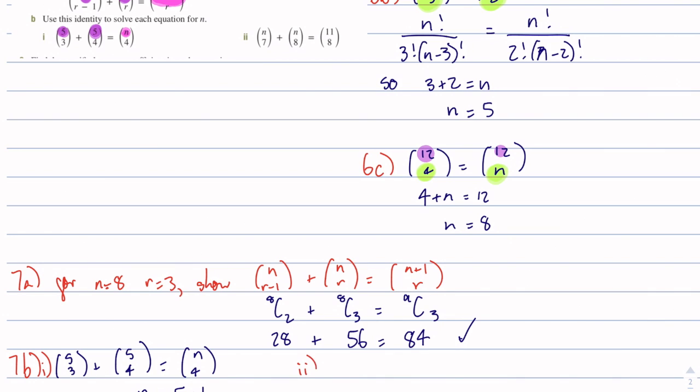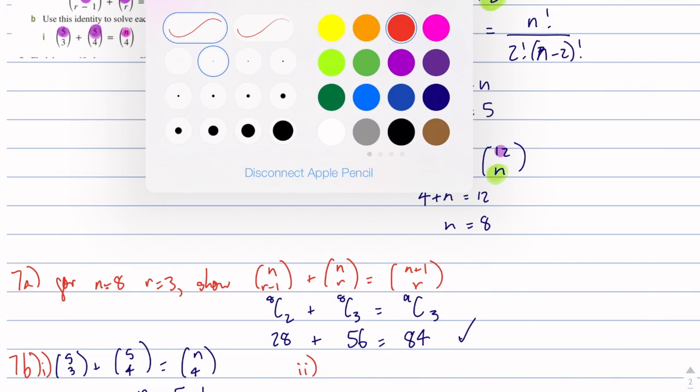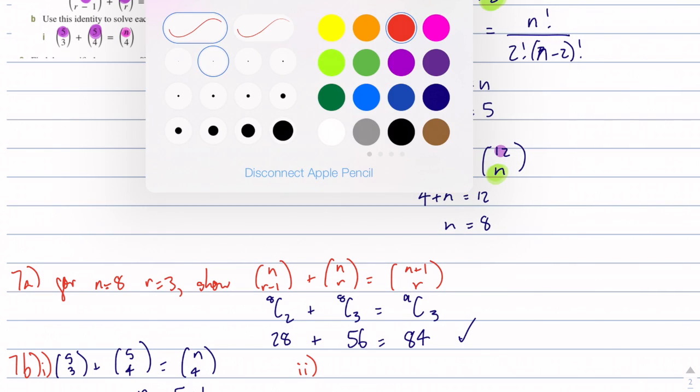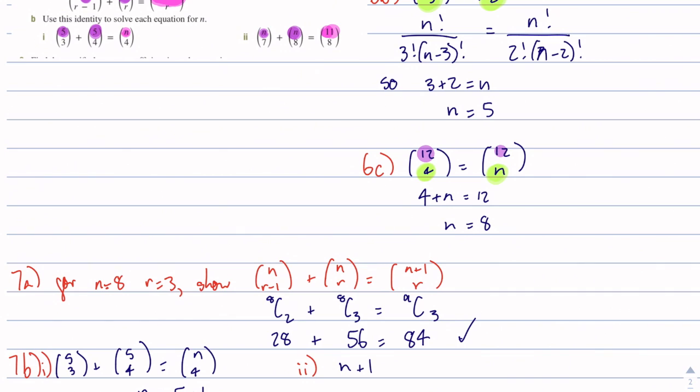For part II, let's re-highlight these. So those are our two n's, which is fine. N plus 1 came out as 11, which means n plus 1 equals 11, so n equals 10. That wasn't that bad.